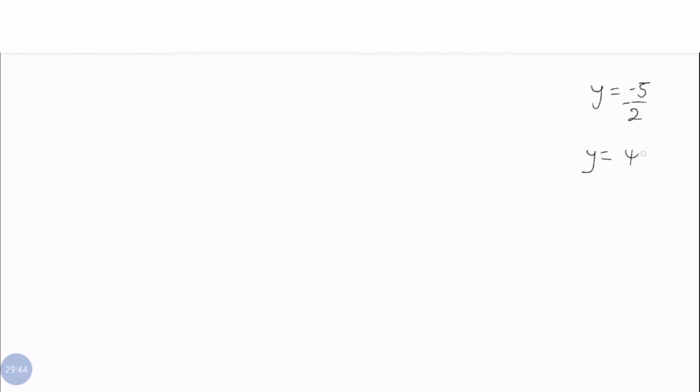So now we have our y values. We have to find the x values now when y is equal to -5/2 or when y is equal to 4. So we will use equation 2 to get our x values. Equation 2 is xy equal to 20. First we will substitute when y is equal to -5/2. So x multiplied by -5/2 equal to 20. Notice that instead of y, we substituted -5/2.